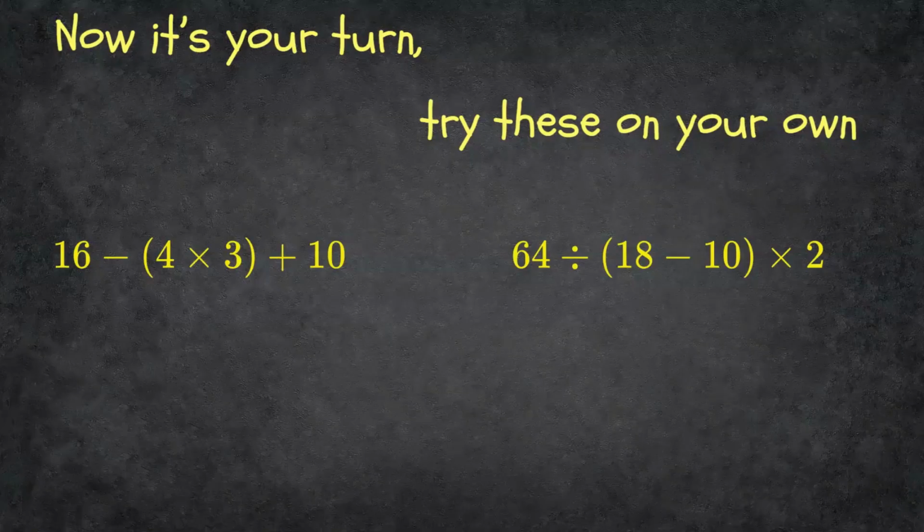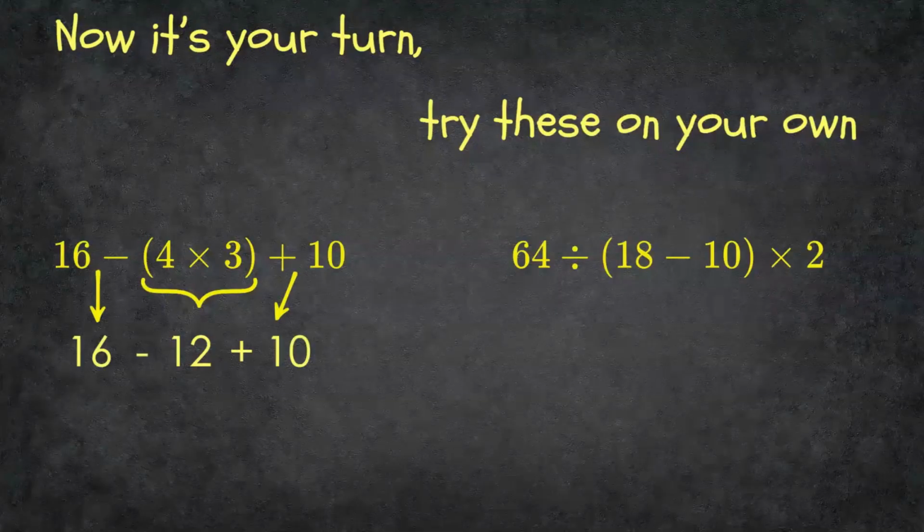All right, welcome back. Let's see how you did. In this first example, I see 4 times 3 is within my parentheses, so I am going to be completing that first. 4 times 3 is 12. Then I'm going to be dropping down my other operations, the 16 minus and the plus 10. And now I see 16 minus 12 plus 10.